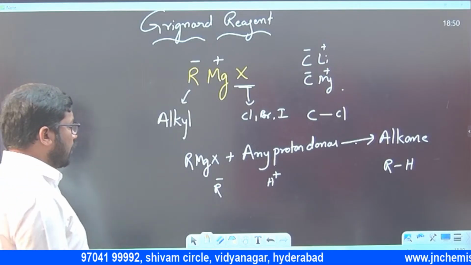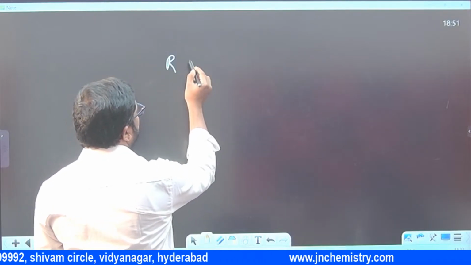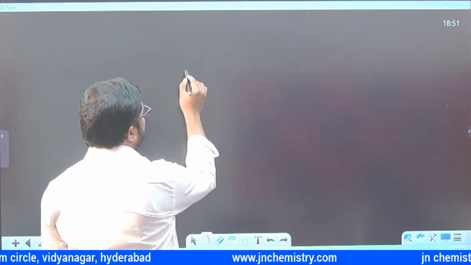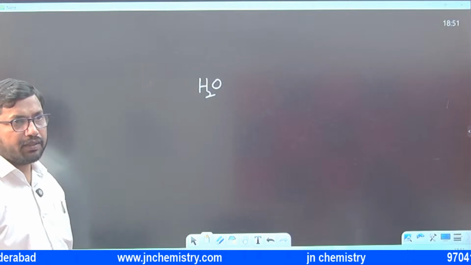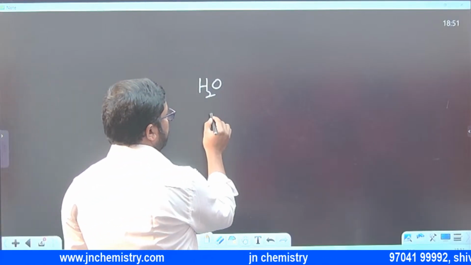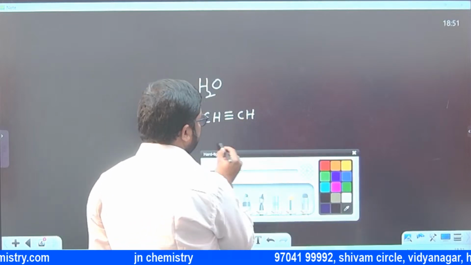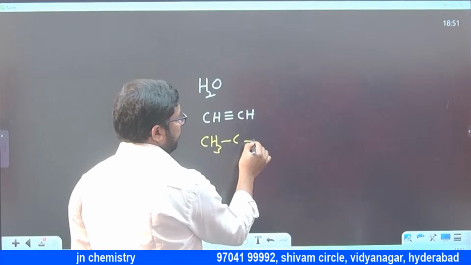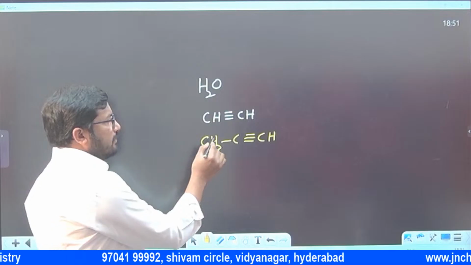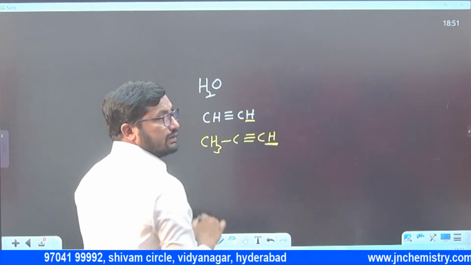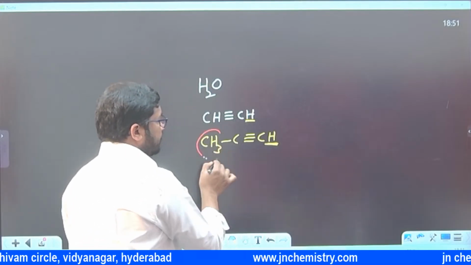Then what are proton donors? What are proton donors? Proton donors. Is water a proton donor? Water, H plus. For example, acetylene. CH3, C triple bond, CH. The hydrogen which is directly attached with triple bond carbon is having acidic nature. This is also acidic nature. But these three hydrogens, those are not acidic hydrogens, right?